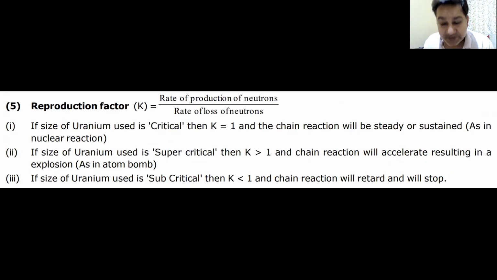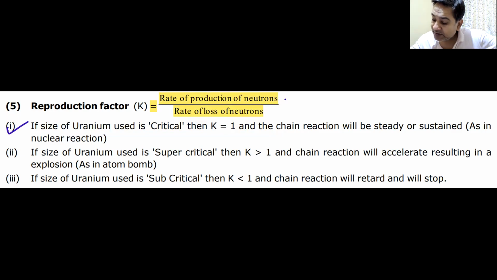Then we have something known as the reproduction factor. You also have it in your notes. You can also see it here. You must remember this. What is this reproduction factor? It is the rate of production of neutrons, at what rate the neutrons are produced, divided by the rate of loss of neutrons, at what rate the neutrons are lost. Rate of production of neutrons divided by the rate of loss of neutrons.